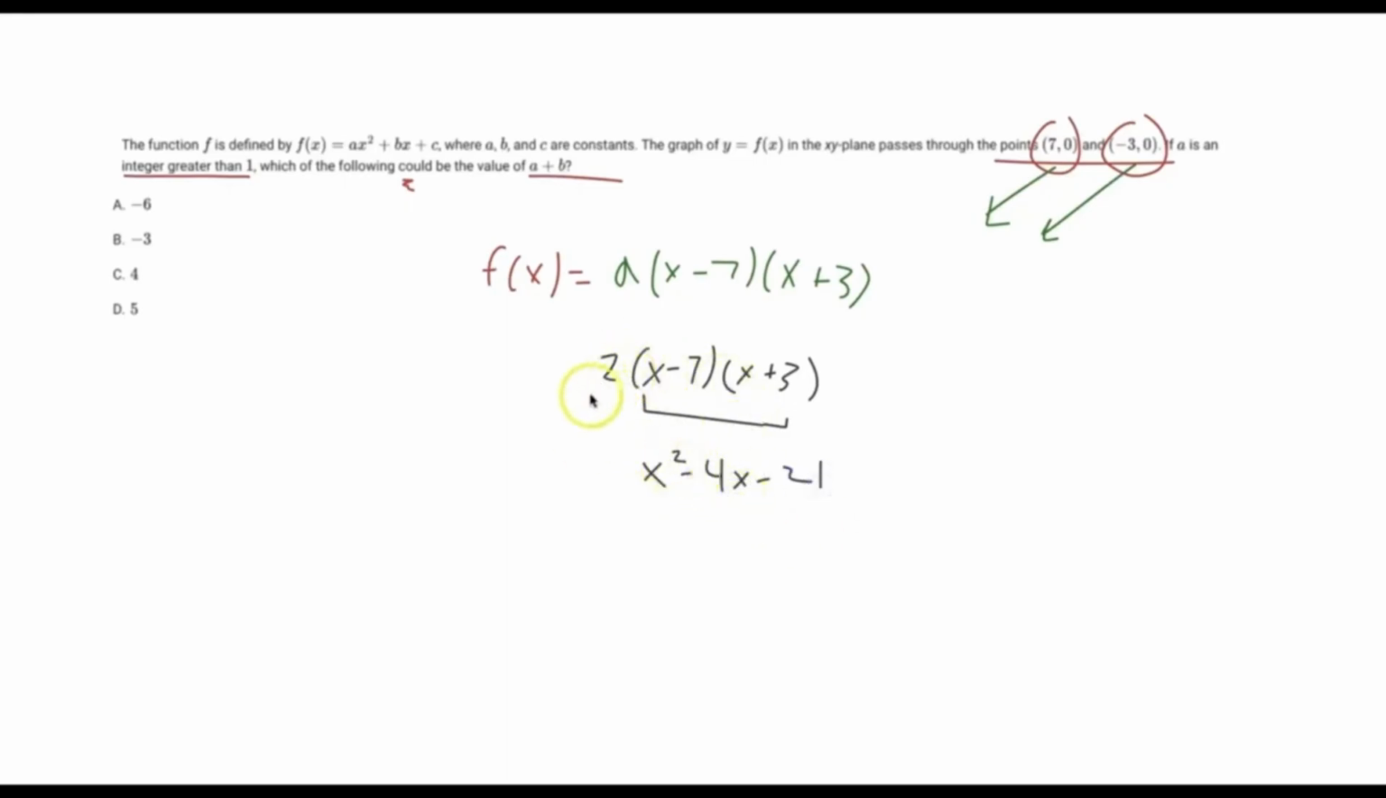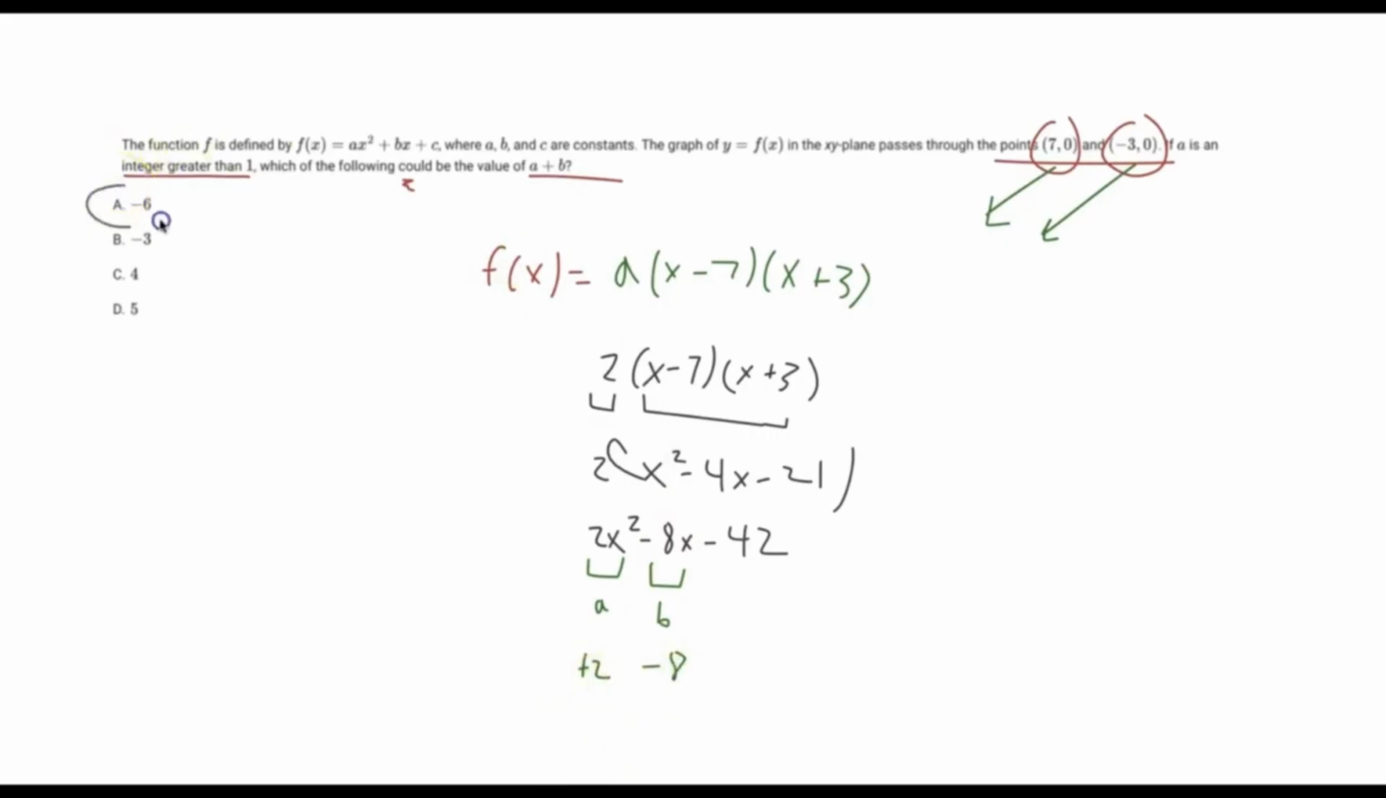Then we have to apply the 2 to the outside, so we multiply this entire thing by 2. Then we get 2x squared minus 8x minus 42. There we go. It says, which of the following could be a value of a plus b? Well, here is our a value and here is our b value. So our a value is positive 2, and our b value is negative 8. And if we add those together, positive 2 plus negative 8 is just 2 minus 8.